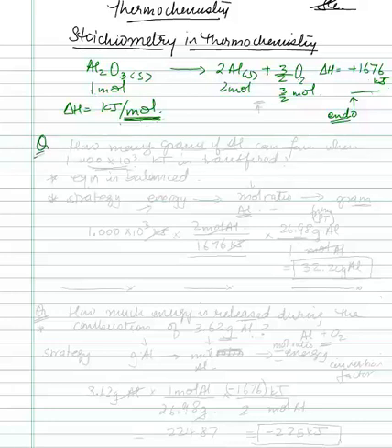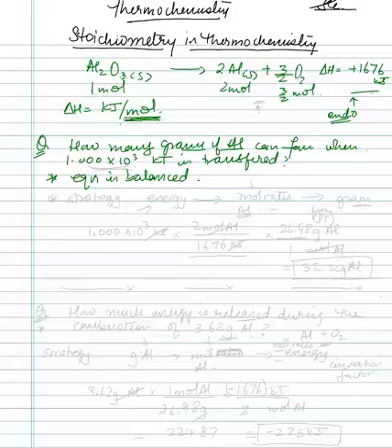The question is, how many grams of aluminum can form when 1.000 times 10 to the power 3 kilojoules is transferred? We're given the energy and we're asked to find the grams of aluminum. The first thing we have to do is make sure the equation is balanced, which it is. We just checked it, but you should check it if you're doing an exam or a homework that your equation is balanced.